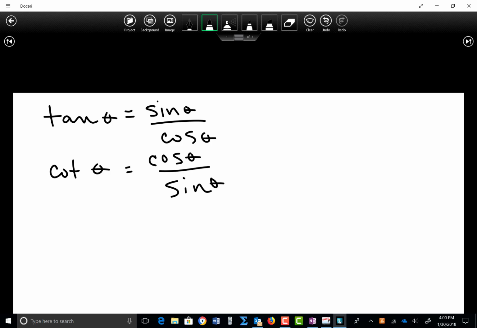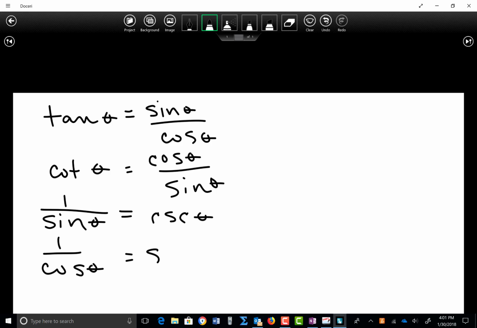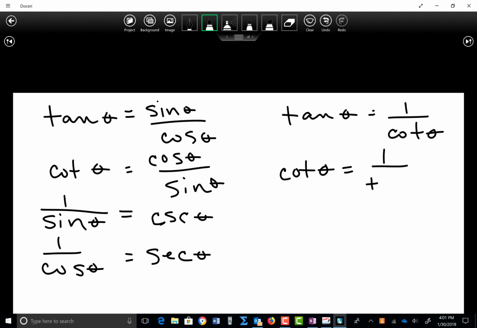And remember your reciprocals. Remember that sine has a reciprocal of cosecant. So 1 over sine is equal to cosecant. And that 1 over cosine is equal to secant. And let's see, cotangent is also the reciprocal of tangent and vice versa. So cotangent is equal to 1 over tangent.